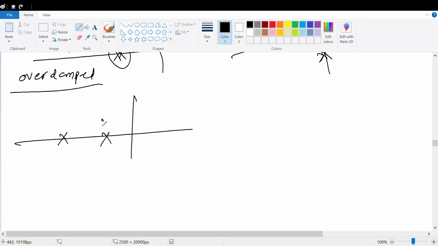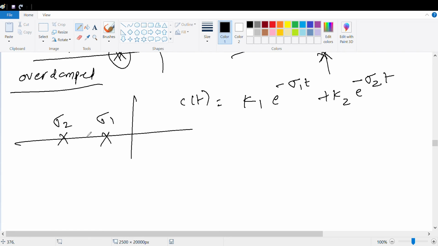For this, let's take the poles as minus sigma 1 and minus sigma 2. For this, the step response is like some constant times e power minus sigma 1 t plus k2 e power minus sigma 2 t. This is for over damped. It is over damped because the roots are real and distinct: they have only real parts, there is no imaginary part, that's why it is real. And distinct means different. Therefore for roots real and distinct, the system is over damped.